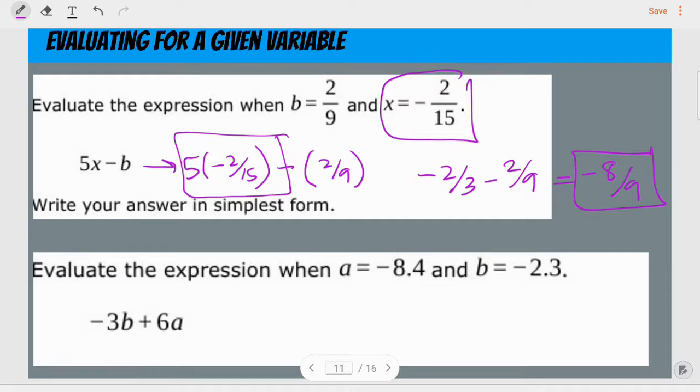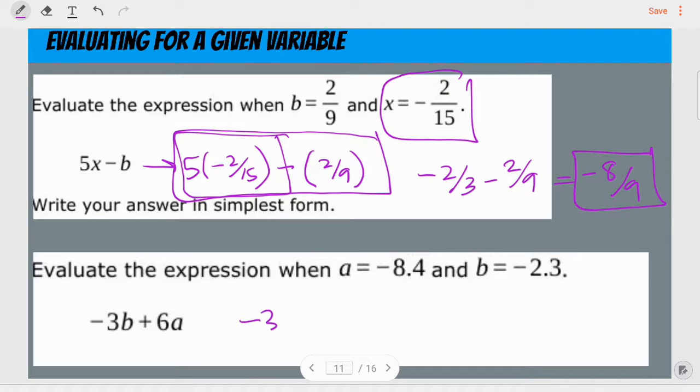So just use your calculator. In fact, nothing's wrong with typing this whole thing into your calculator at one time. It'll simplify it without you having to do any extra work. All right, last one. Okay, same thing goes with fractions as it does with decimals.